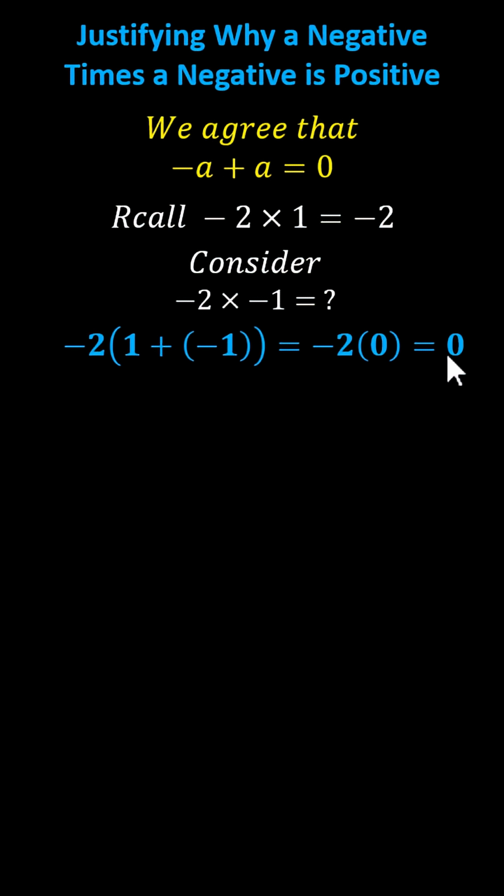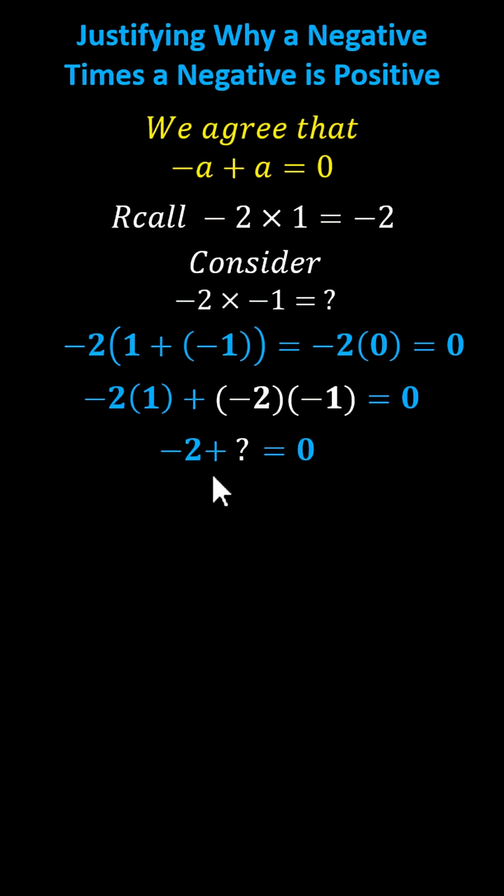And now if we go back to the expression on the left and distribute the -2, we can write -2 times the sum of 1 and -1 as -2 times +1 plus -2 times -1, which again we know must equal 0. And we also know that -2 times 1 is -2, and therefore the expression simplifies to -2 plus the product of -2 and -1, which we are trying to determine, which we know must equal 0.